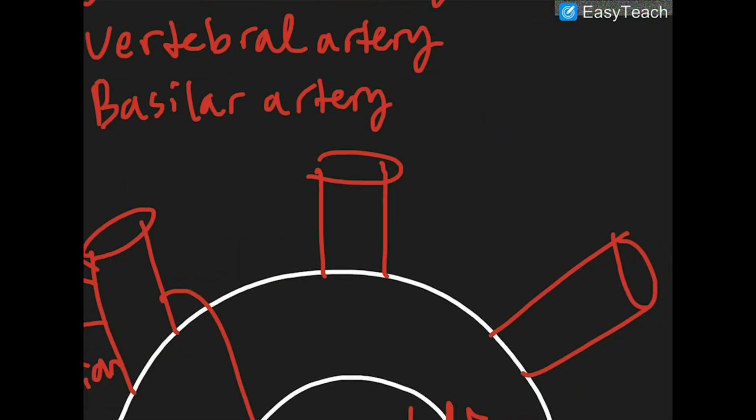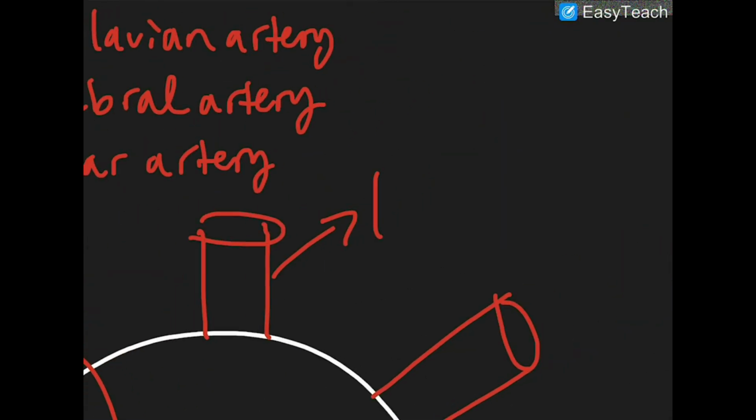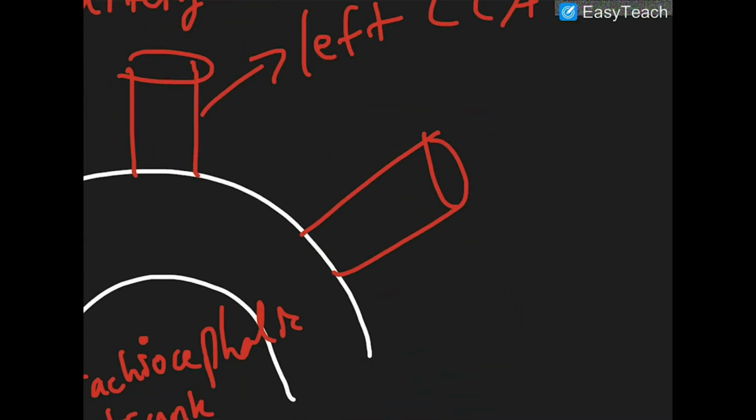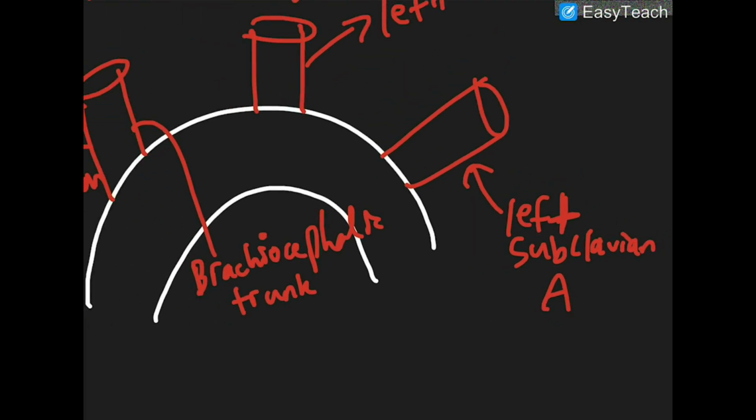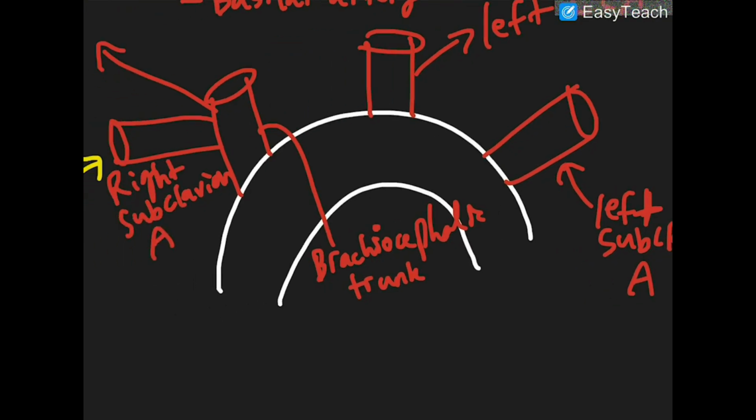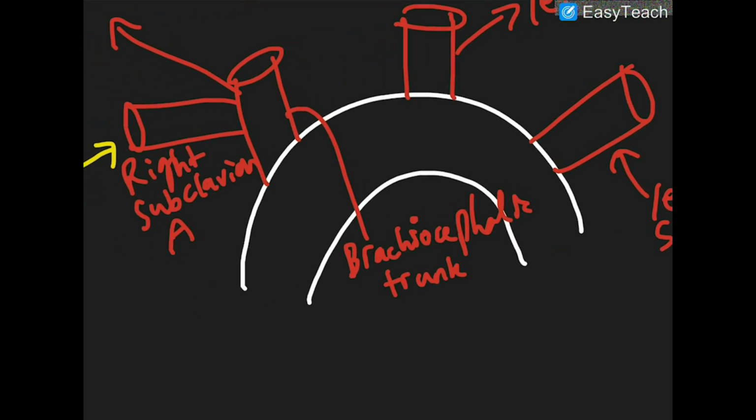Then we said that this was your left common carotid artery, and then this one is going to be your left subclavian artery. Those are the main vessels to know. Now that we're familiar with where these vessels originate from, let's talk about what subclavian steal syndrome is.